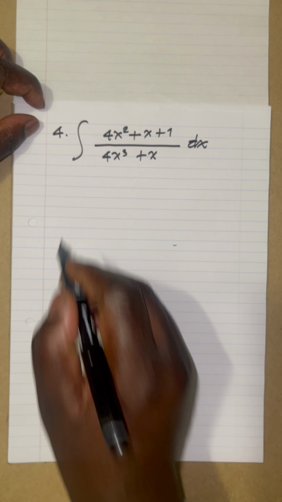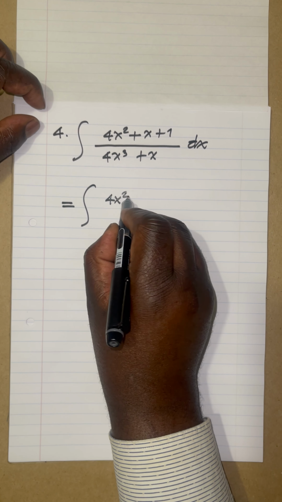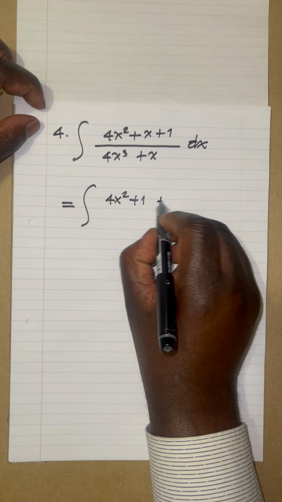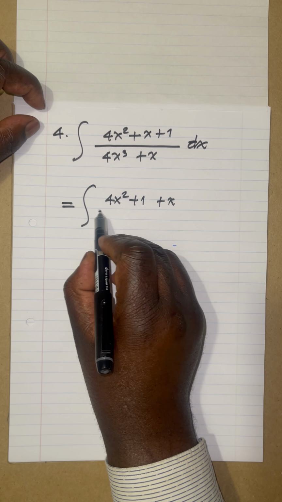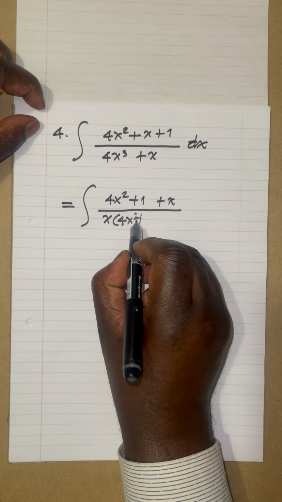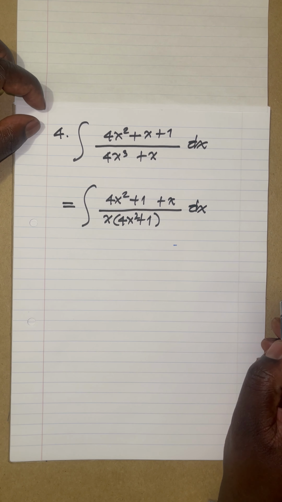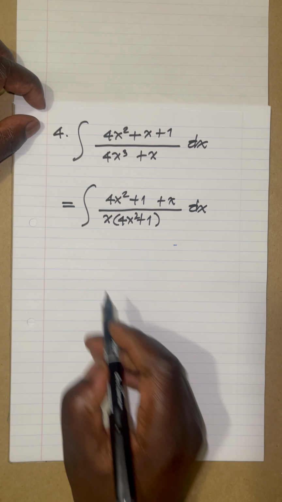But I have to rewrite the numerator as well. So this is going to be equal to the integral of 4x squared plus 1 plus x. Look at that simple technique there. All over x, 4x squared plus 1 dx. Now I have to use term-wise division. Divide this in there and there as follows.